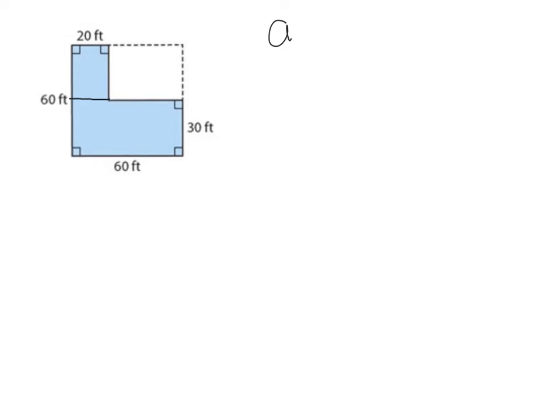Because rectangles are real easy. So I have area equals base times height. And then for the second rectangle, area equals base times height. So I know this distance here is 20 feet. I got to figure out what this distance here is.